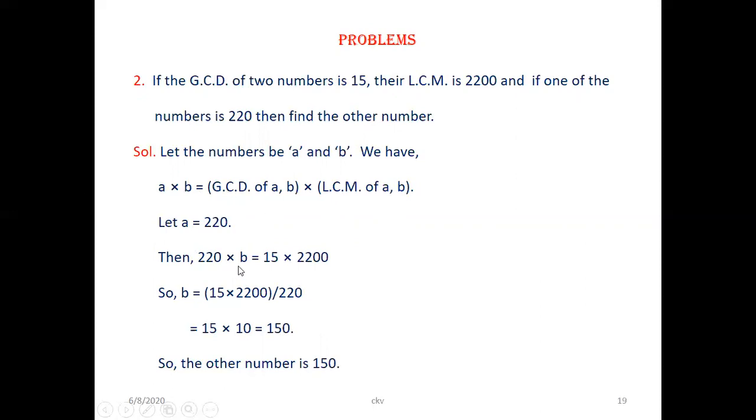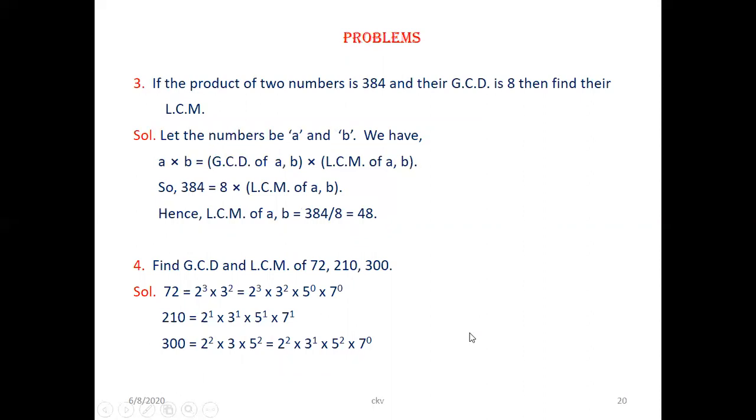So you keep B on the left side only, and 220 you take to the right side of the equation. As it is in the numerator, it will be reversed when you take it to the other side. So 15 times 2200 divided by 220 comes. After simplifying this, you get the answer as 150. So one of the numbers is known, and their GCD and LCM are known. So you are able to find out the other number just by using this formula.